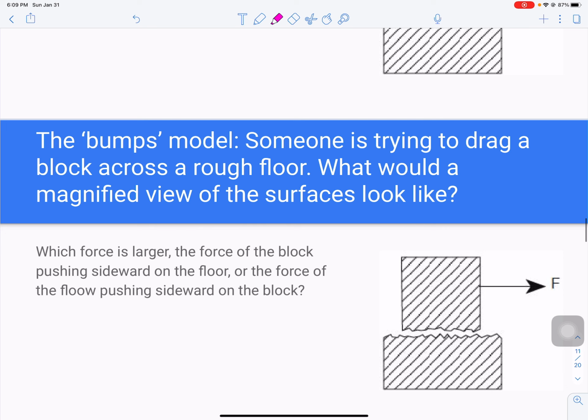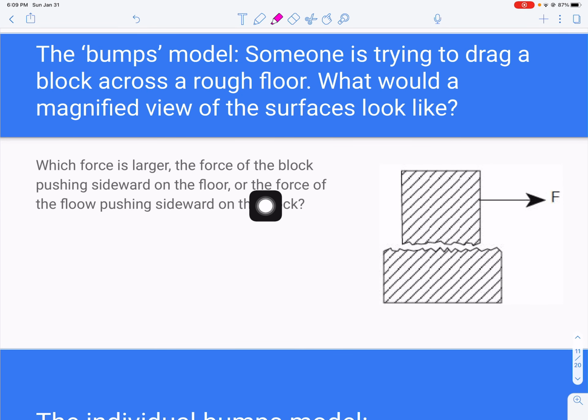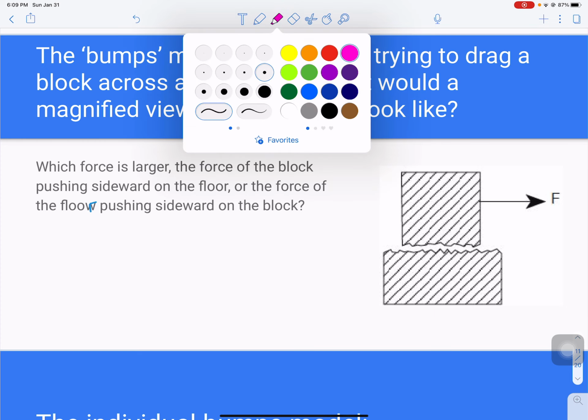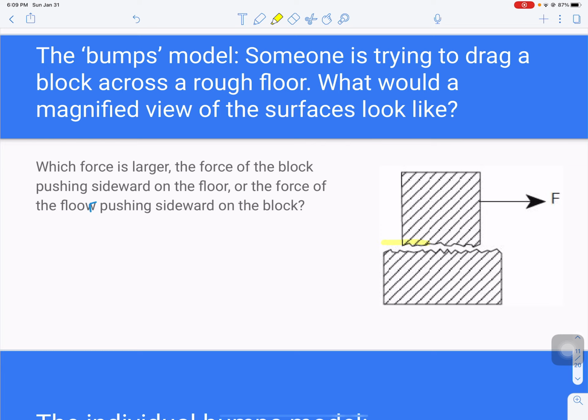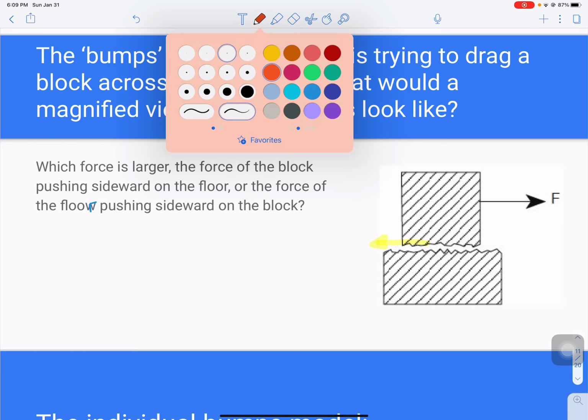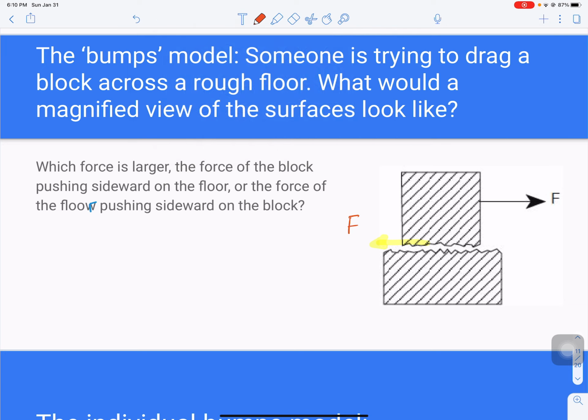We want to know which force is larger: the force of the block pushing sideward on the floor, or the force of the floor pushing sideward on the block. So we know that we're going to equate this to the bristles. When we look at the bristles, we know that there is a force on the block by the floor that is pushing this way. And then on the bottom, we've got a force on the floor by the block.